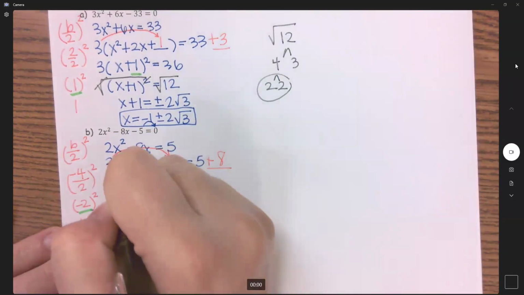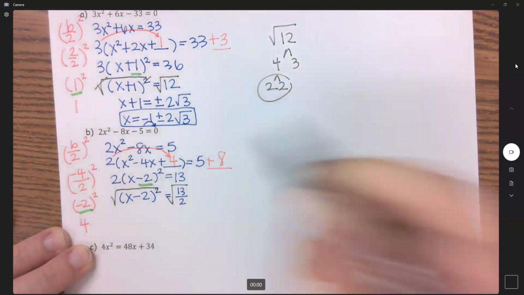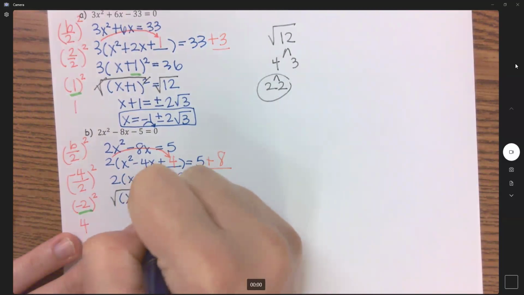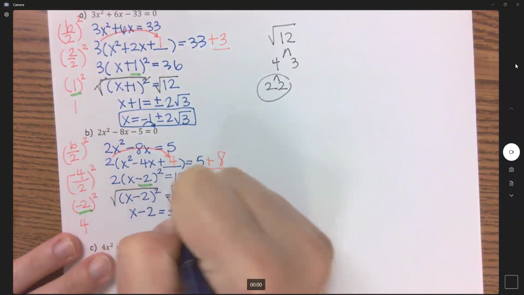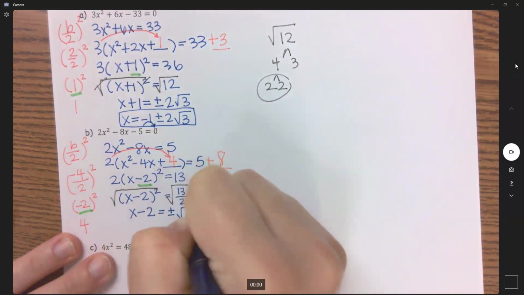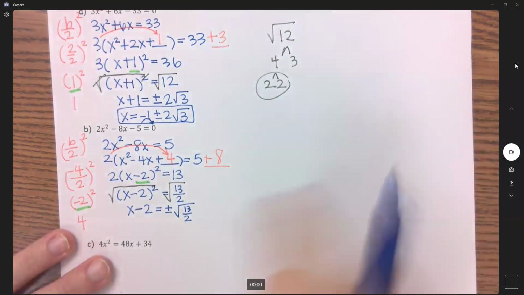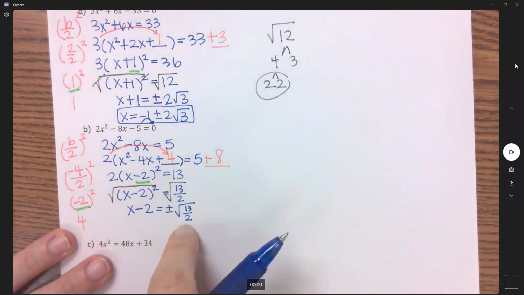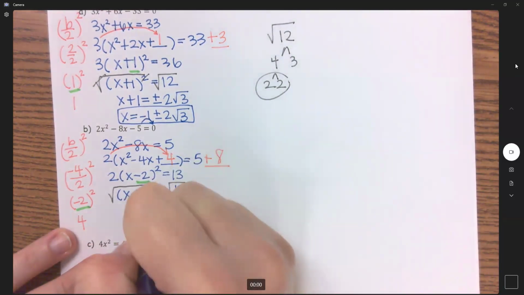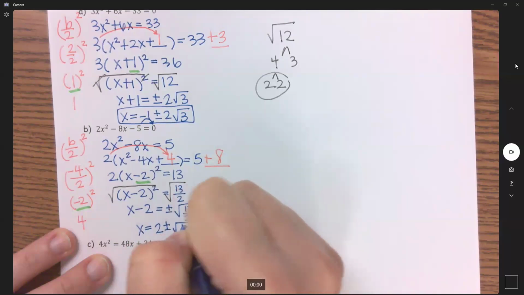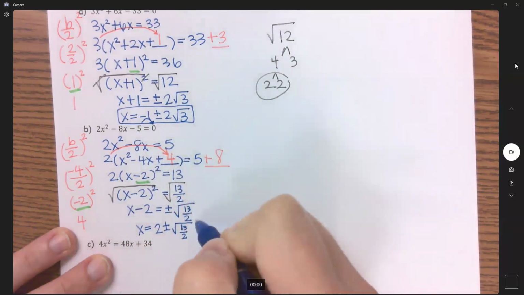Now I can take the square root, which is x minus 2 equals plus or minus the square root of 13. We're just going to leave that as is. And the last step is to add that 2 over. So I get x equals 2 plus or minus the square root of 13 over 2.